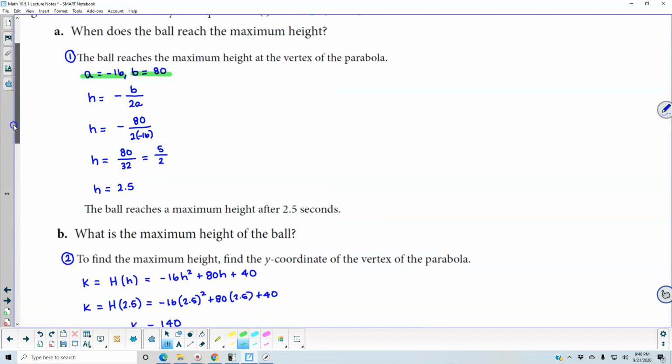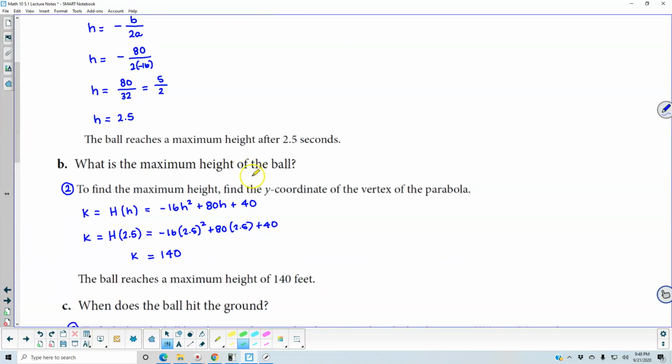Now, the next question says, what is the maximum height of the ball? In order to find the maximum height, we need to find the y-coordinate of the vertex, or k. So we're going to plug 2.5 in for h into the function. So we have negative 16 times 2.5 squared plus 80 times 2.5 plus 40, and therefore k is going to equal 140. So the ball reaches a maximum height of 140 feet.